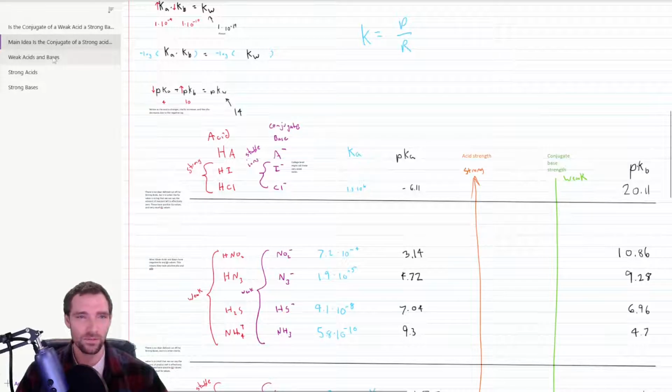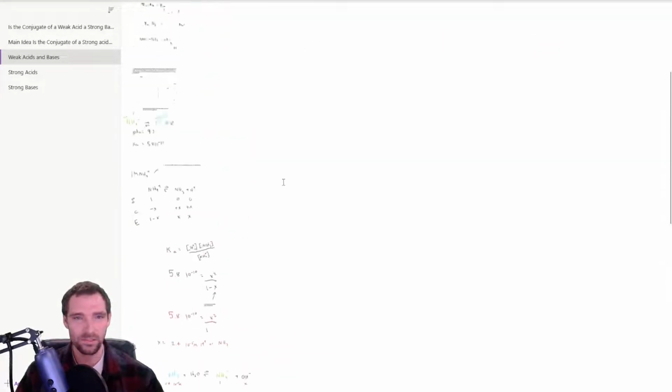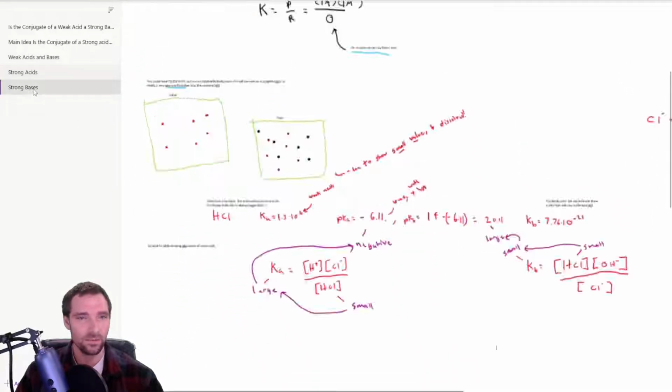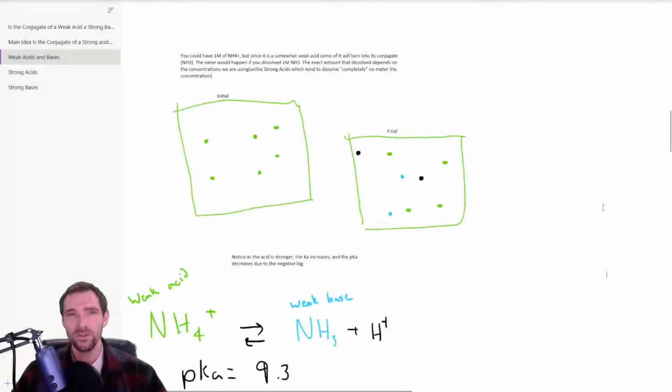And then we'll go over some more calculations in the next section to help you understand how these things relate to their Ka values and compare them, okay? So the main idea when we're talking about a weak acid and a weak base paired up together is that effectively you're going to have a little bit of both in the solution. In the final situation, you'll have a little bit of both.